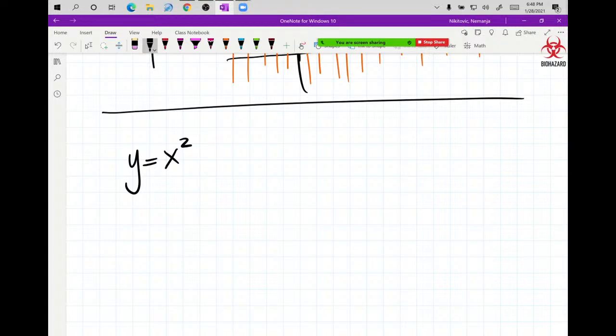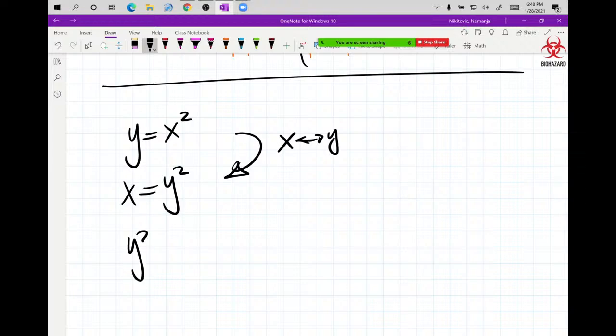Now this friend can also swap x and y, because they all can, and you're going to get x equals y squared. Now you're going to solve for y, and we immediately see hell breaks loose over here. Plus minus root x. Y equals plus minus root x.